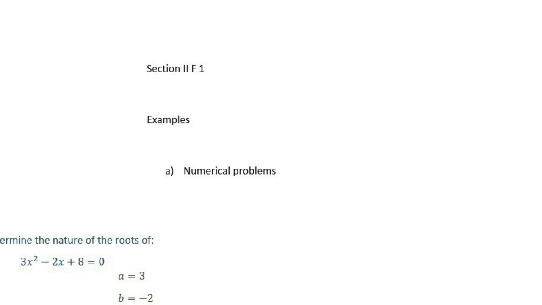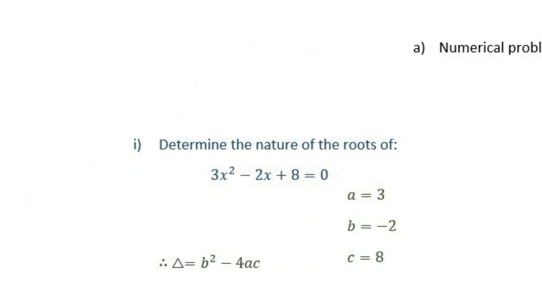We're now going to look at some examples of questions that use the discriminant or delta. We first look at numerical problems. That means problems where all the coefficients of x are numbers. So in this case, for instance, if you quickly look, you will see that we've got just the numbers 3, -2 and 8 other than x here. First question reads, determine the nature of the roots of 3x squared minus 2x plus 8 equal to 0.